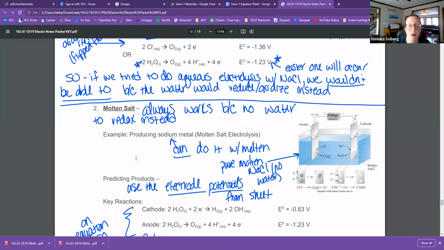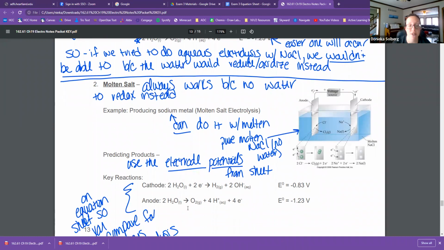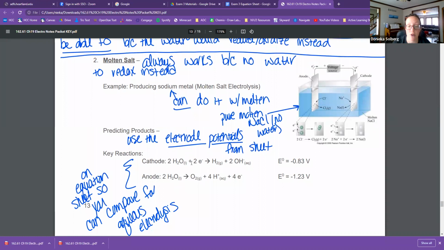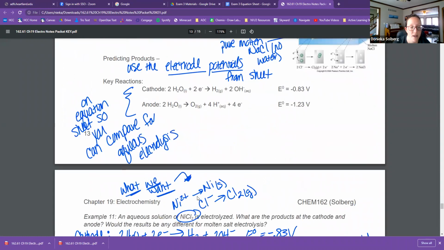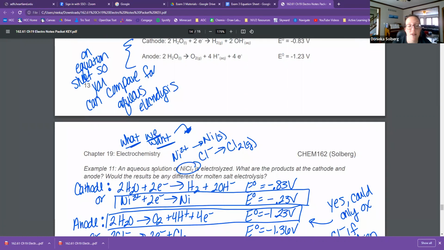Okay. So essentially what you have to do is you're going to predict the products using the electrode potentials from the sheet, just like I showed you. Make sure if it's aqueous that you compare it to these other two possible reactions for water. Be like, okay, which one is higher? Which one is going to actually react? Okay. So I've got example number 11 says an aqueous solution of nickel chloride is electrolyzed. Okay, what are the products of the cathode and anode? What would the results be any different for molten salt electrolysis? So essentially, molten salt we always know is going to get us the products that we want. However, aqueous maybe not. So we have to check our values.